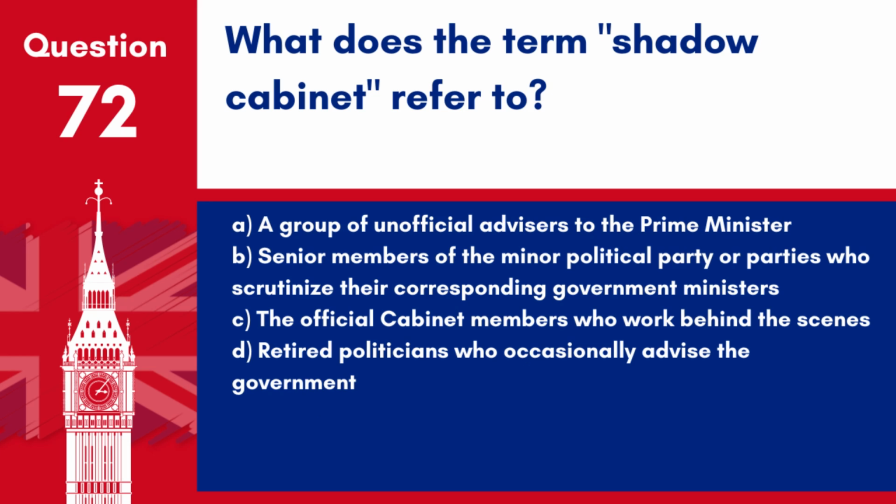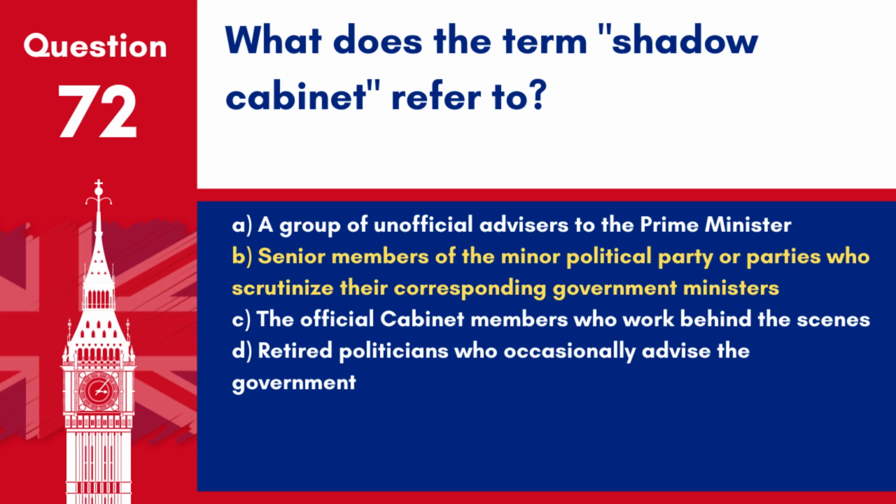Question 72. What does the term shadow cabinet refer to? A. A group of unofficial advisors to the Prime Minister. B. Senior members of the minor political party or parties who scrutinise their corresponding government ministers. C. The official cabinet members who work behind the scenes. D. Retired politicians who occasionally advise the government.